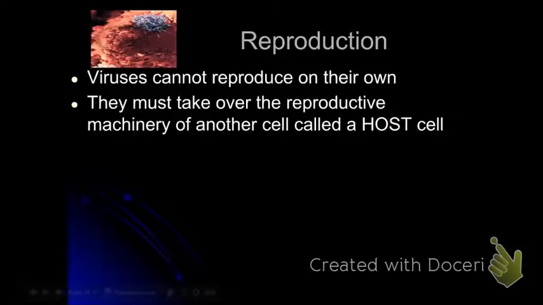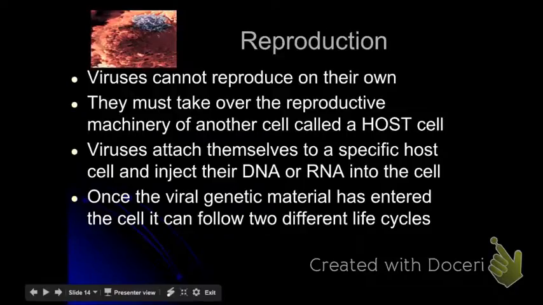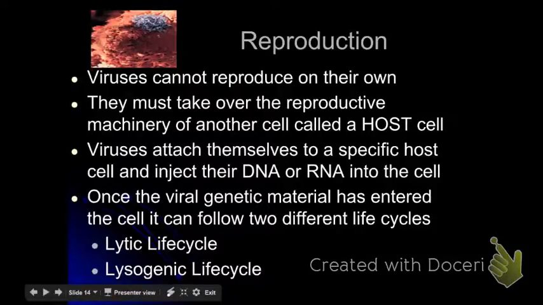So it's very hard to fight viruses, because when those viruses invade the host cell or our body cell, if we are to fight that virus, we're essentially killing our own cells. So it's really just hard to fight. Viruses attach themselves to a specific host cell and inject their DNA or RNA into the cell, and that genetic material can follow two different cycles to reproduce and cause infection. It can reproduce via the lytic cycle, and it can reproduce via the lysogenic cycle.